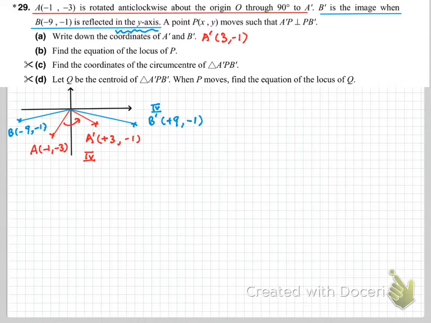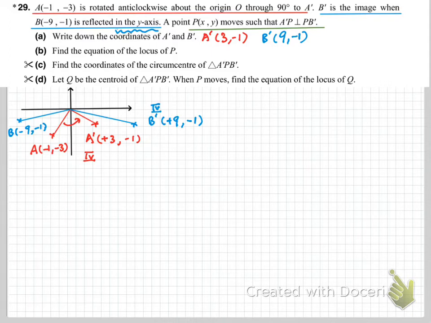Okay, so that's A prime and B prime. Let me write down the answer. B prime will be 9 and minus 1. Alright. Now, so there's a P, right? The P is moving so that AP is perpendicular to PB, right? That is how P is moving.